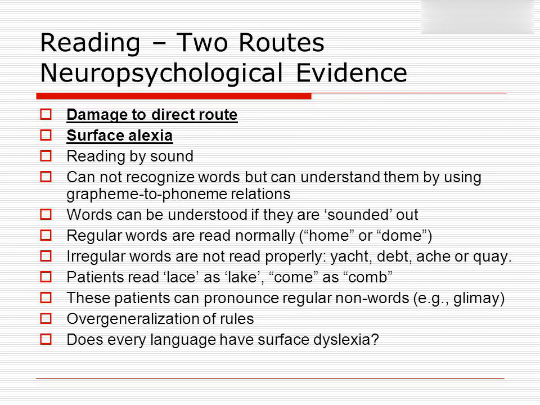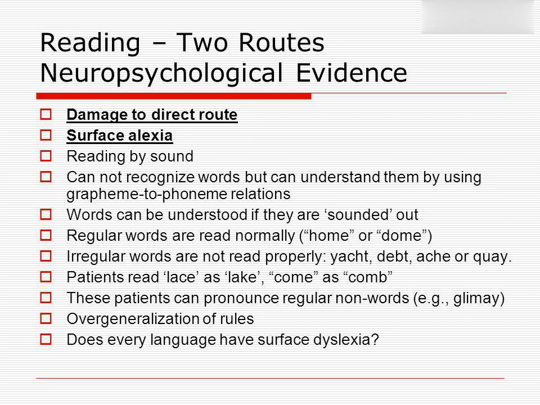Two routes: neuropsychological evidence. Damage to the direct route causes surface alexia. Patients read by sound. They cannot recognize words but can understand them by using grapheme to phoneme relations. Words can be understood if they are sounded out.